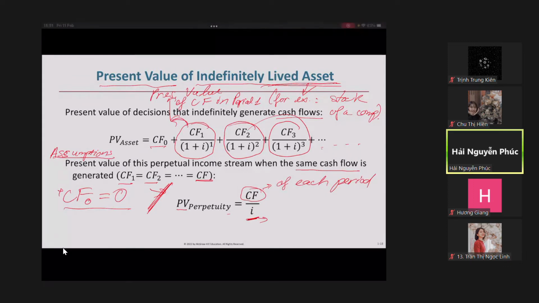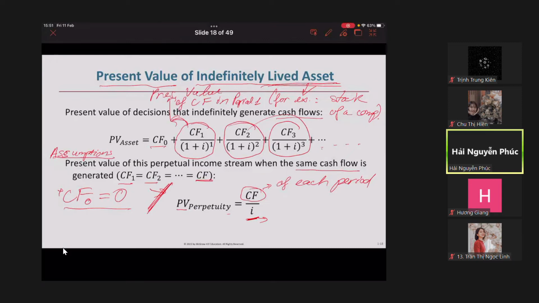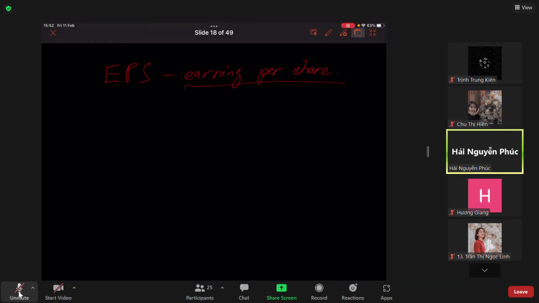All right. Now let me give you a concrete example for this. Would someone in the class please tell me, do you know the earning per share, EPS? Have you ever heard about this? Anyone? Is someone interested in the stock exchange? No?